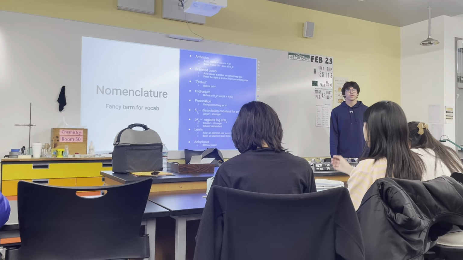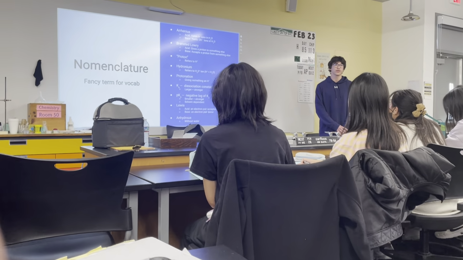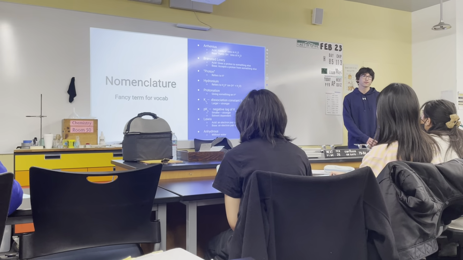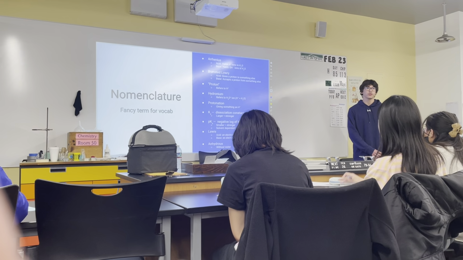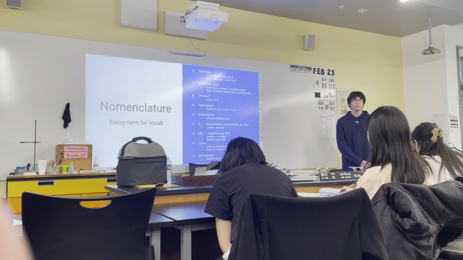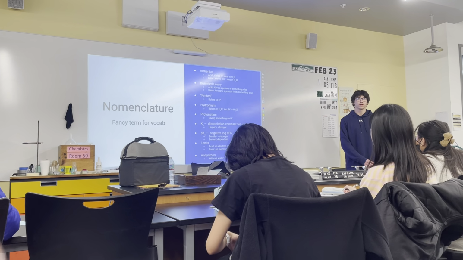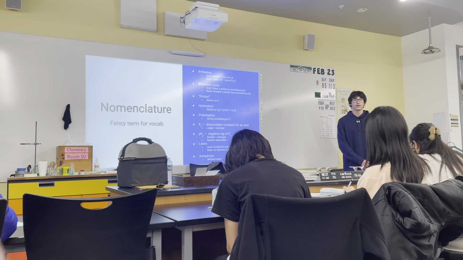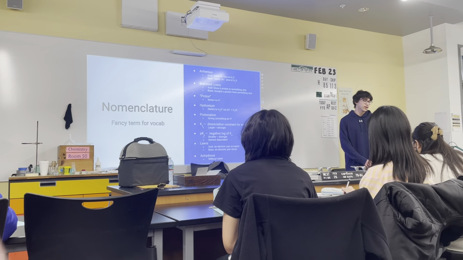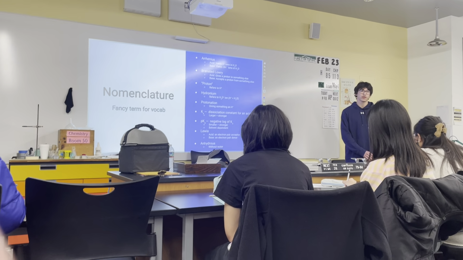A Bronsted-Lowry acid, by definition, is just something that donates a proton to something else. When I say proton, I mean an H plus ion, so keep that in mind. A Bronsted-Lowry base just accepts a proton. Hydronium refers to a proton plus water, so that's H3O plus. And protonation, which I'll say a lot throughout this presentation, is just giving something an H plus.